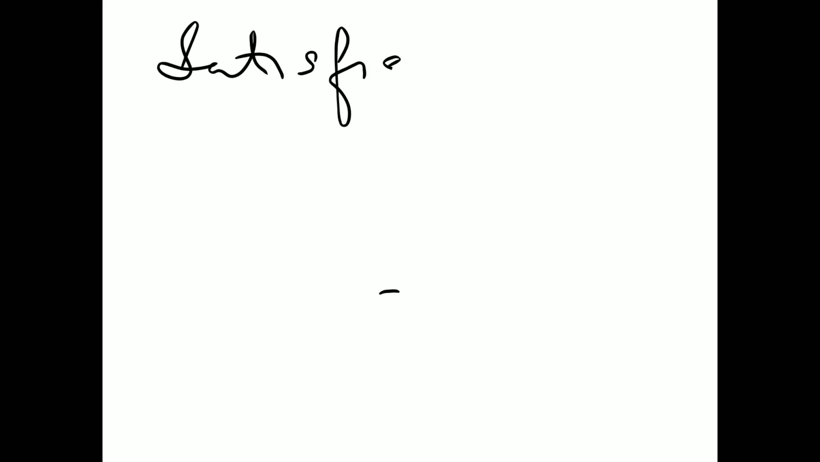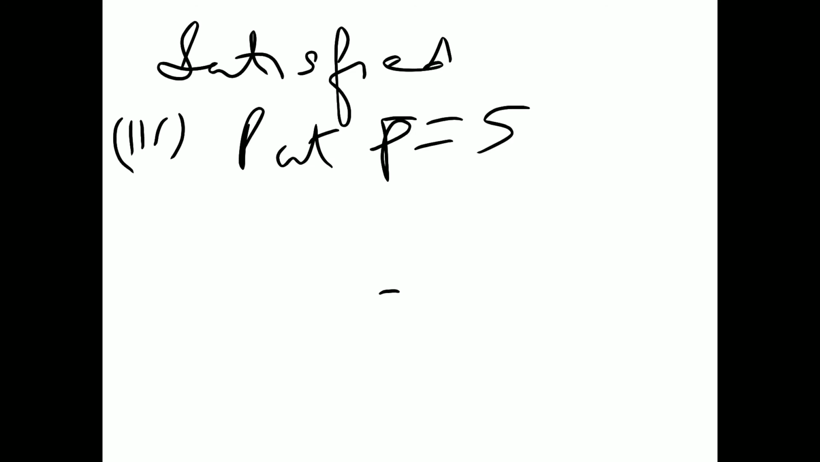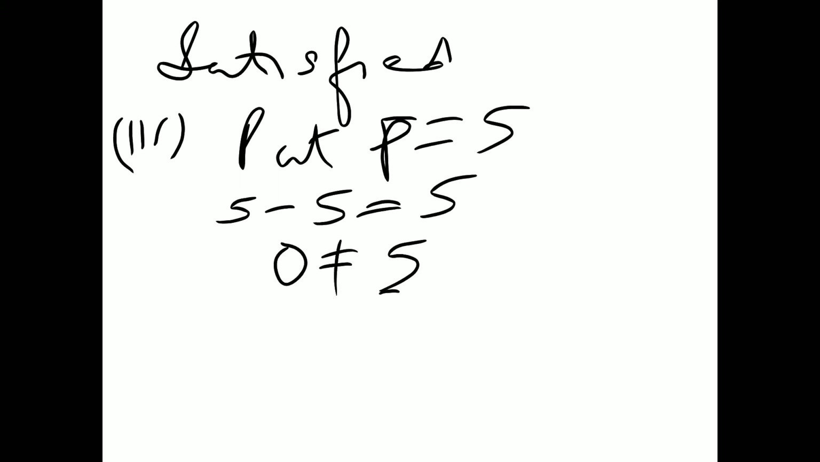Clear? Now we do third part of it. In the third part you have to put 5. So put 5 in it. P is equals to 5. 5 minus 5, it should be equals to 5. Is it coming 5? No. 0 is not equals to 5, so you write no.